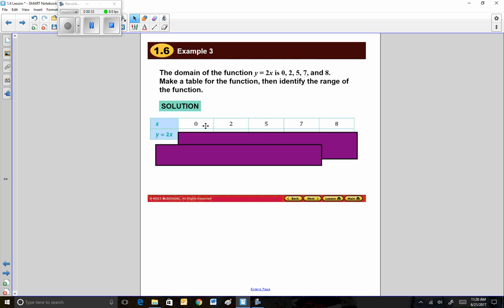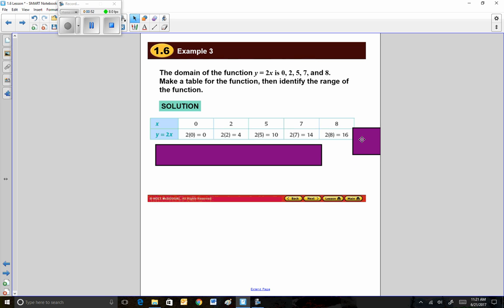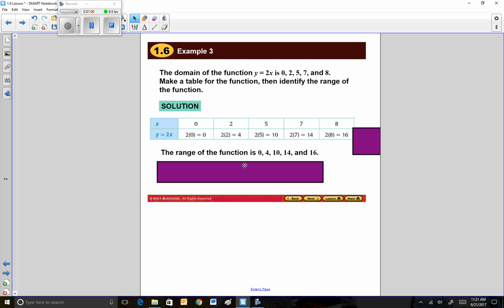So the next thing we do is, these are called inputs. So we have the 0, we input it. 0 times 2 is 0. 2, 2 times 2, 4. Substitute 5, 5 times 2, 10, 7 times 2, 14, 8 times 2, 16. So we were able to get our outputs, our range values are therefore 0, 4, 10, 14, and 16.